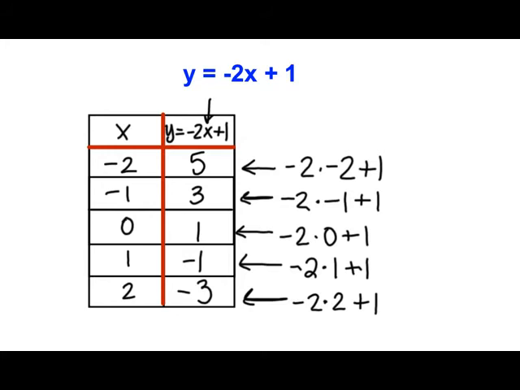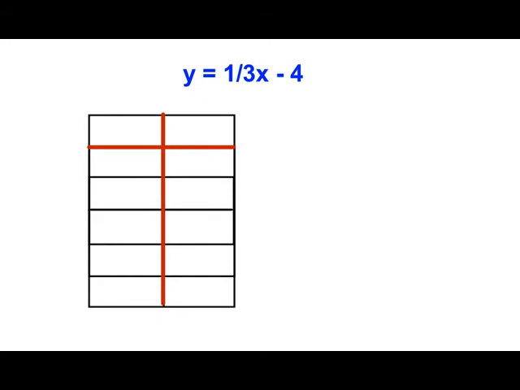Okay, I'm going to do one more problem. And then we are done with input-output tables. Now the last problem I picked is y equals 1/3 x minus 4. Now if you look, a third is like dividing by 3. So the trick to doing a t-table or an input-output table on these is to make sure that whatever you pick is divisible by 3.